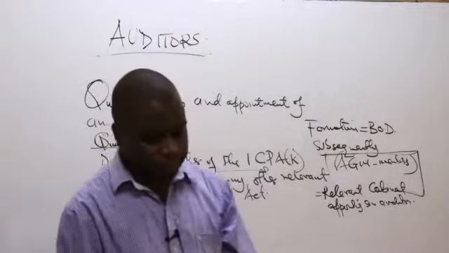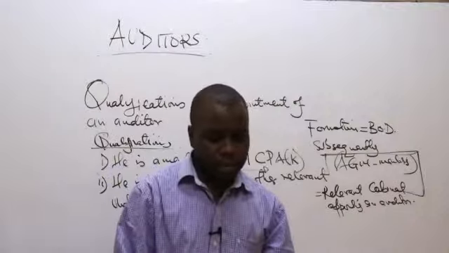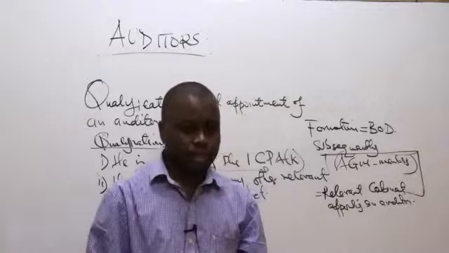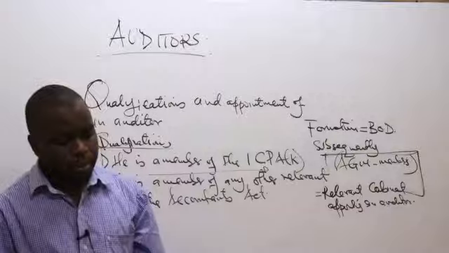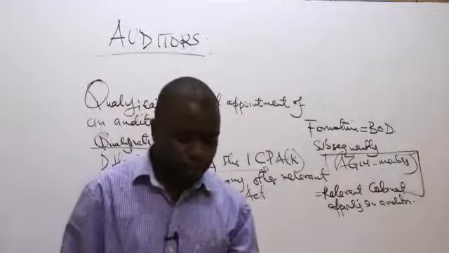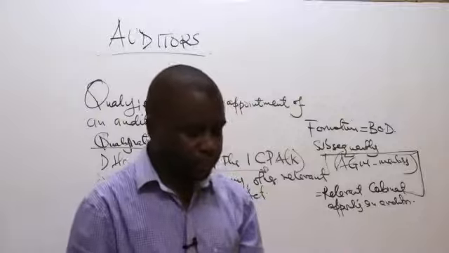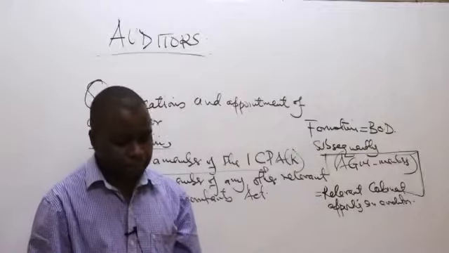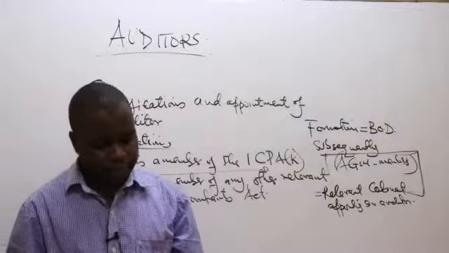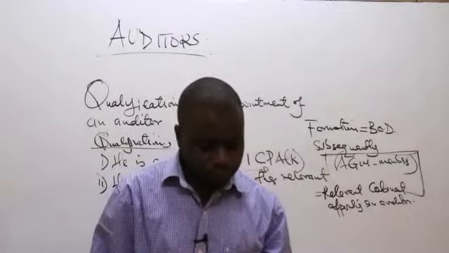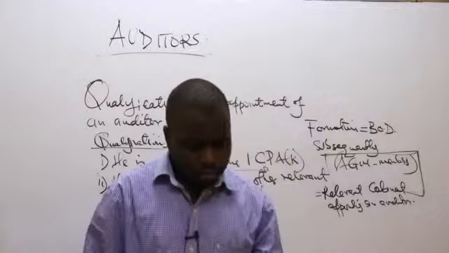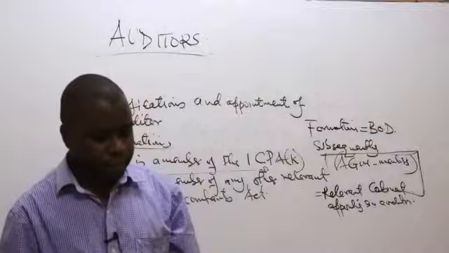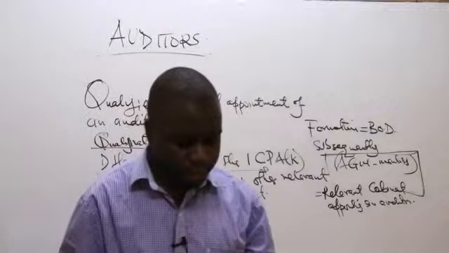So number 1, of course, he is not qualified for reappointment. Number 2, a resolution has been passed to reappoint someone else. Then number 3, a resolution has been passed that he should not be reappointed. So the members have decided he should not be reappointed.